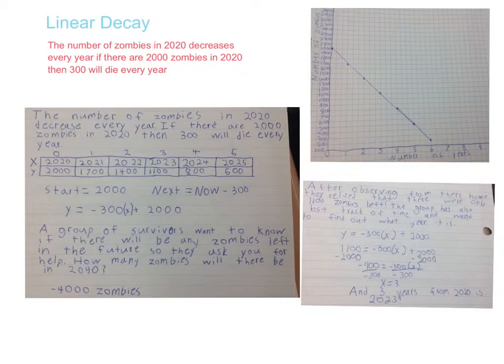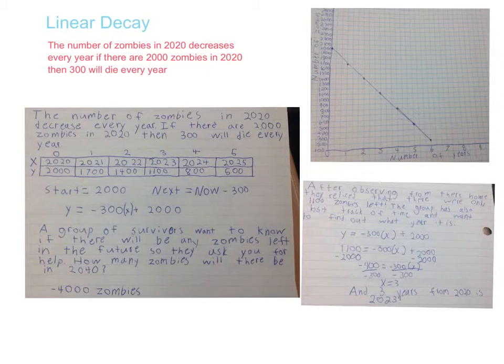The number of zombies in 2020 decreases every year. If there are 2,000 zombies in 2020, then 300 will die every year. So we have our table. 2,000 is the start value, in 2020.